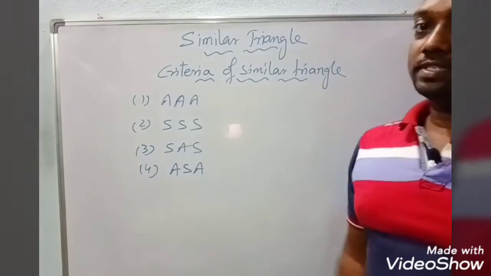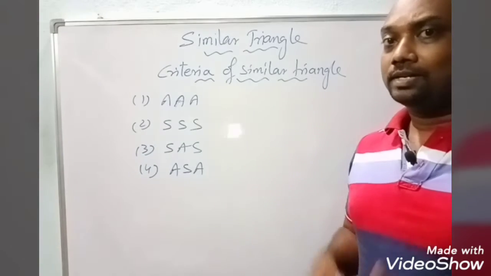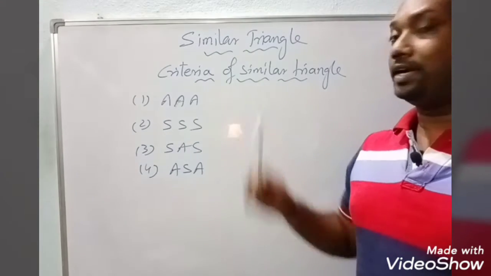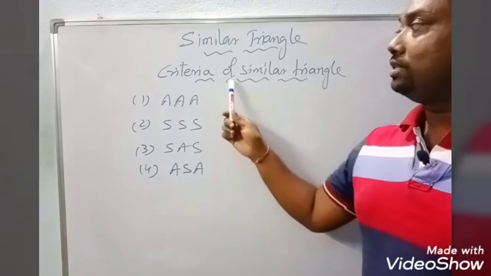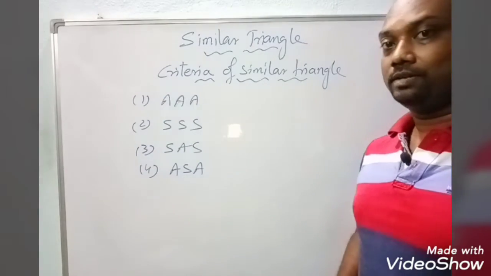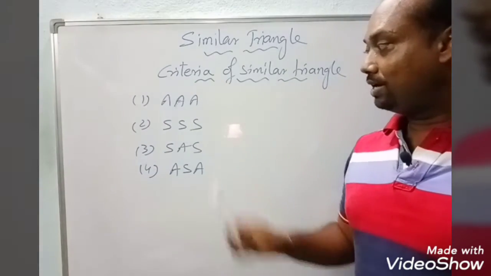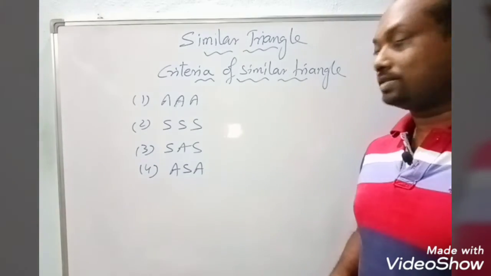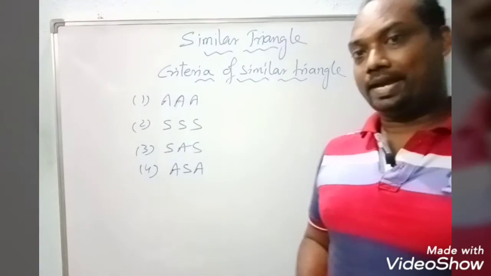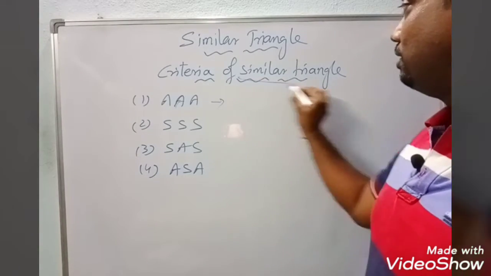In this criteria of similar triangles, you have already learned in 7th class and 8th class. We have a total of 4 criteria. One is AA, angle, angle. Another one is SSS, that is side, side, side. Third one is SAS, side, angle, side. And fourth one is ASA, angle, side, angle. Now let me go into detail. Here we have to find the similar triangles.